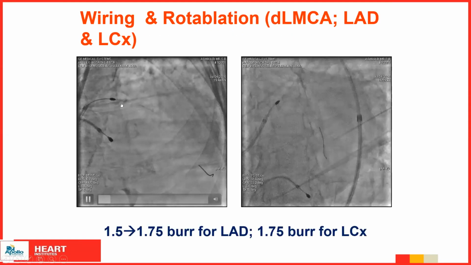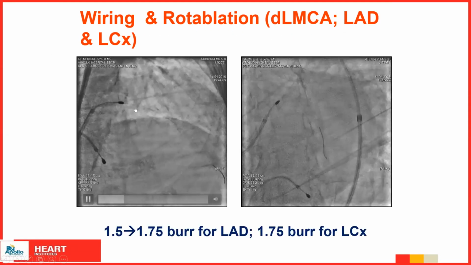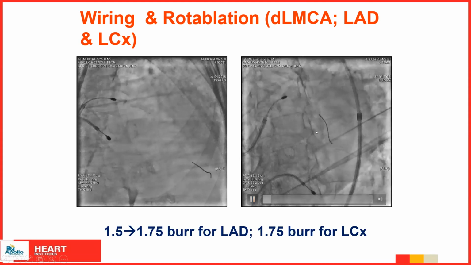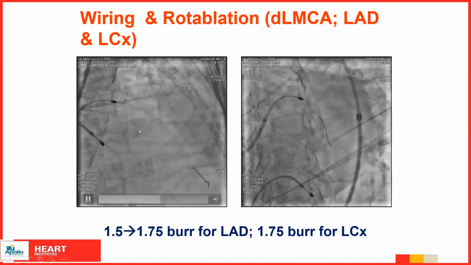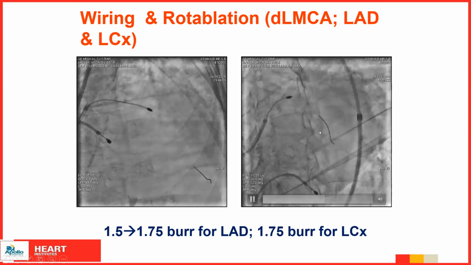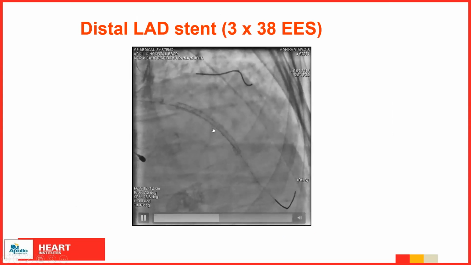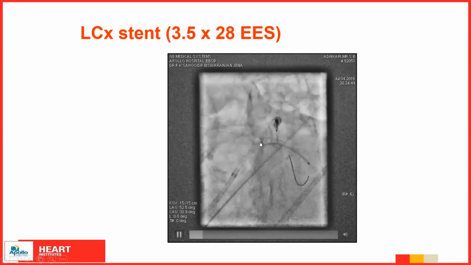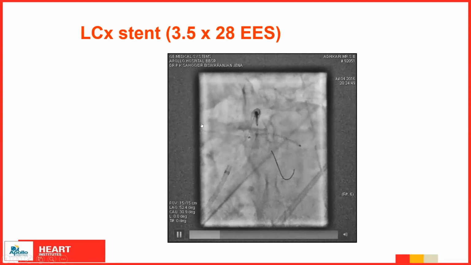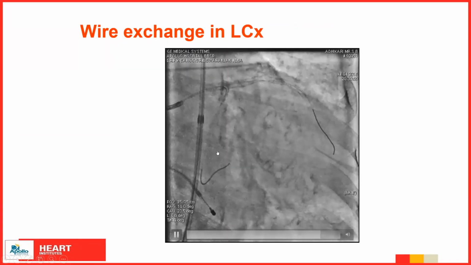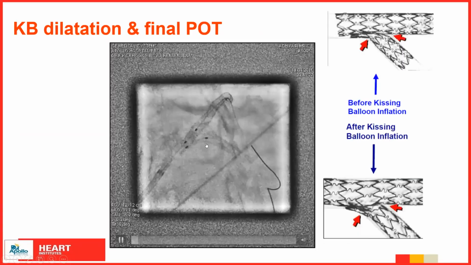Then the next thing was, you can see the amount of calcium over here. Both the circ and the LAD were rotablated, first with the 1.5, then with the 1.75, upsized and rotablated. After the rotablation, the first stent was put, a 3x38 everolimus-eluting stent to the distal LM, and then the third stent was put, and after that another stent from the left main to the LAD, and a crush was done, and finally the wire was changed and a kissing balloon was done.